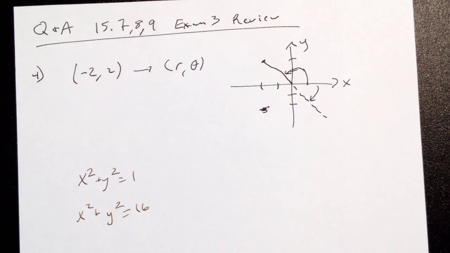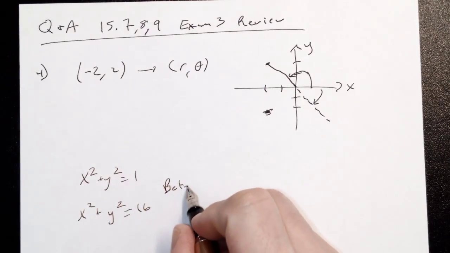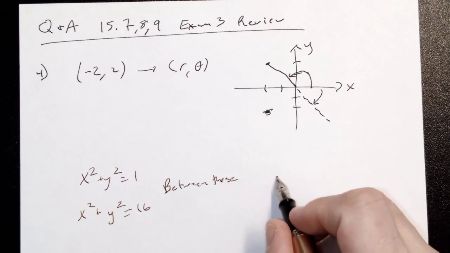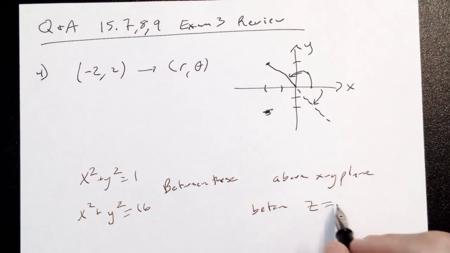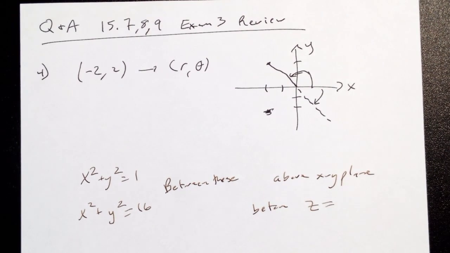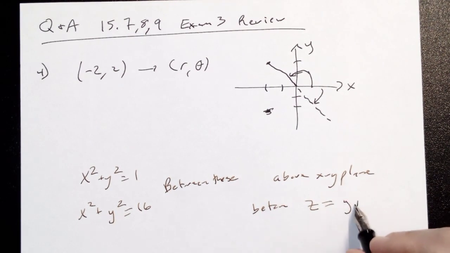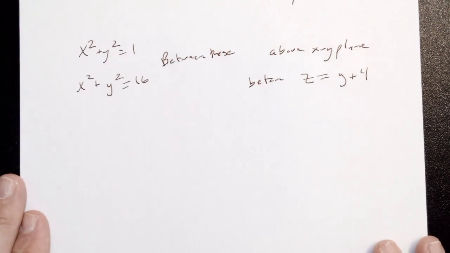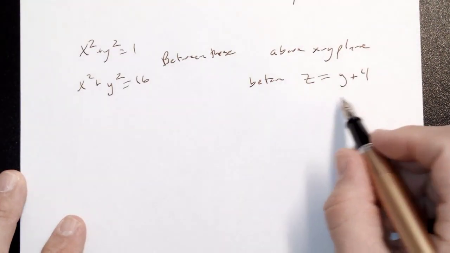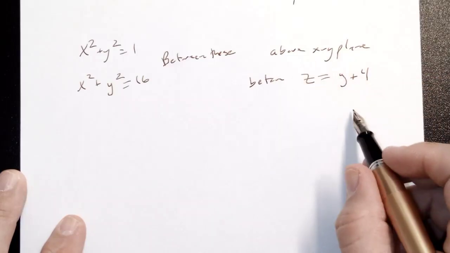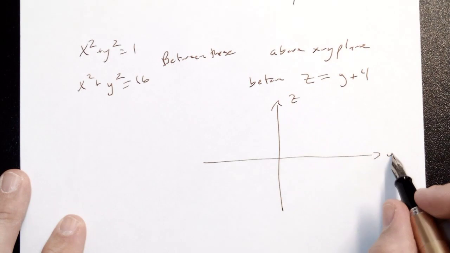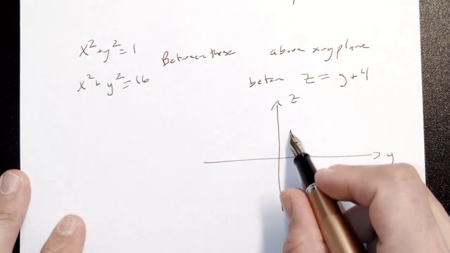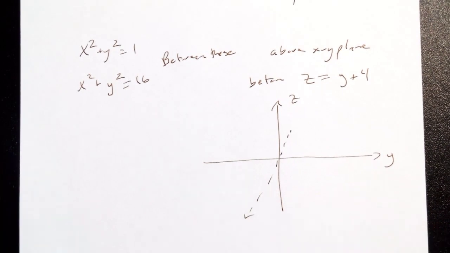Sure. It says between these two cylinders, above the XY plane and below z equals y plus 4. Now, my first thought is to figure out what this looks like. But that's just in Y and Z. So in spite of me having an X in this direction, I don't really need it at the moment. z equals y plus 4.